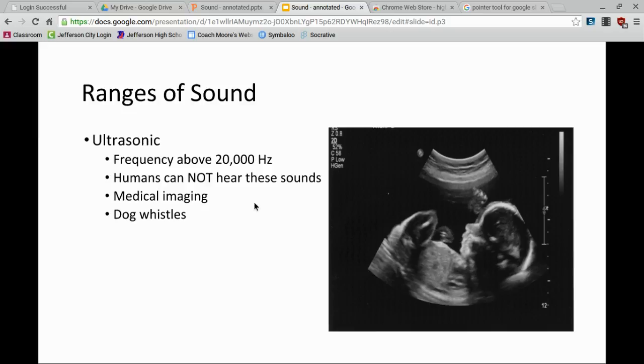The reason that we use these in medical imaging a lot of times, especially with babies, is we don't want to use x-rays. We can get the same image right here with an x-ray, but x-rays are potentially damaging to tissue, especially developing tissue of a fetus. So what we don't want to do is expose a baby to a lot of radiation, where we can end up damaging its tissue, and we could give the baby cancer before the baby's even born.